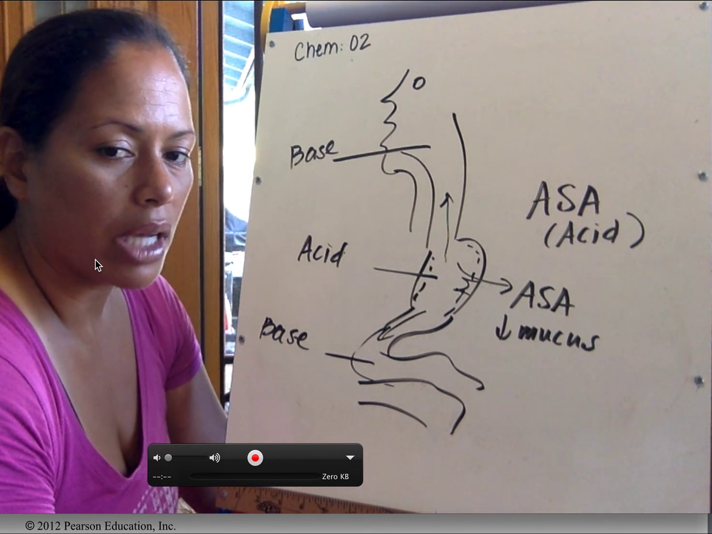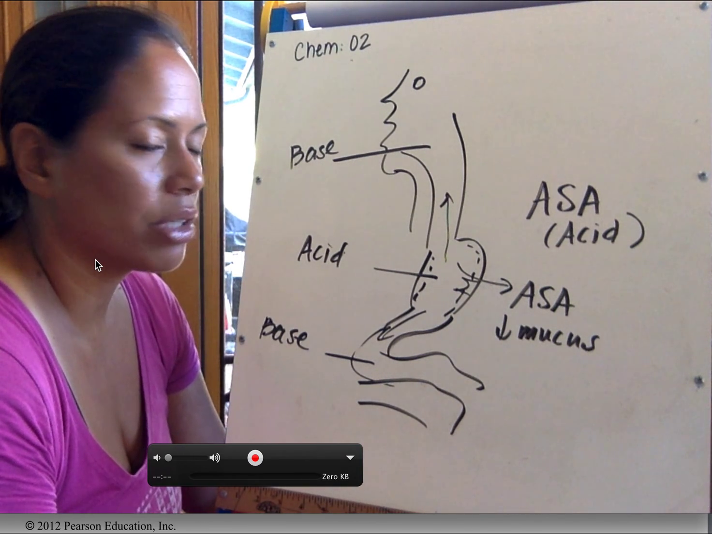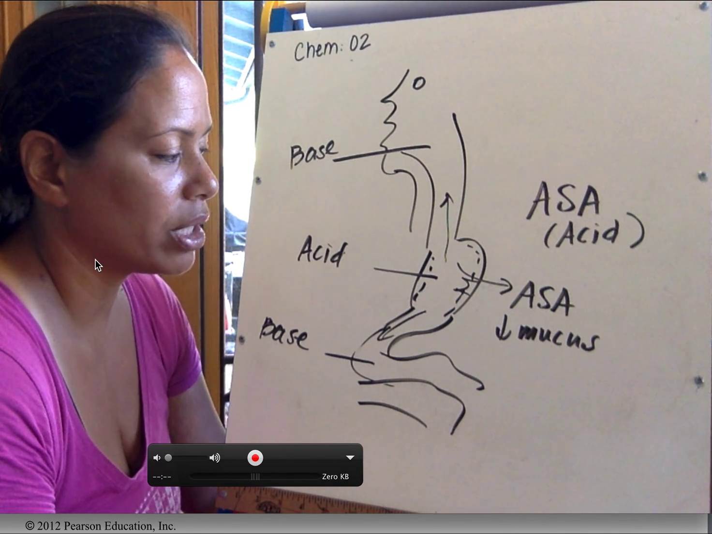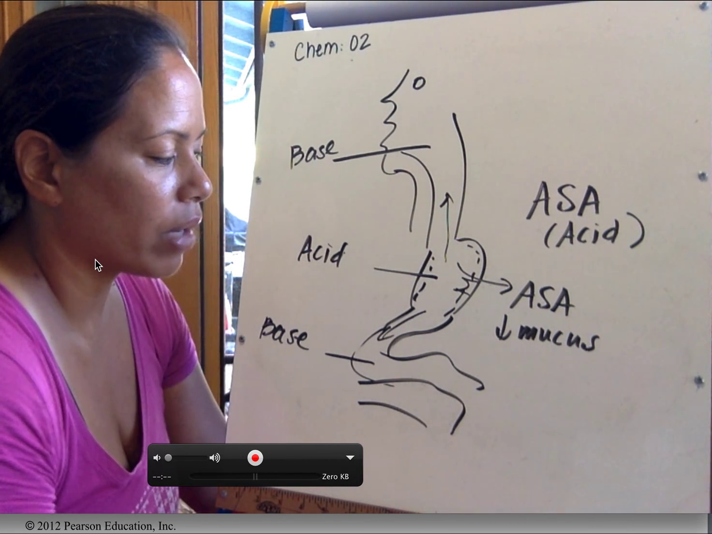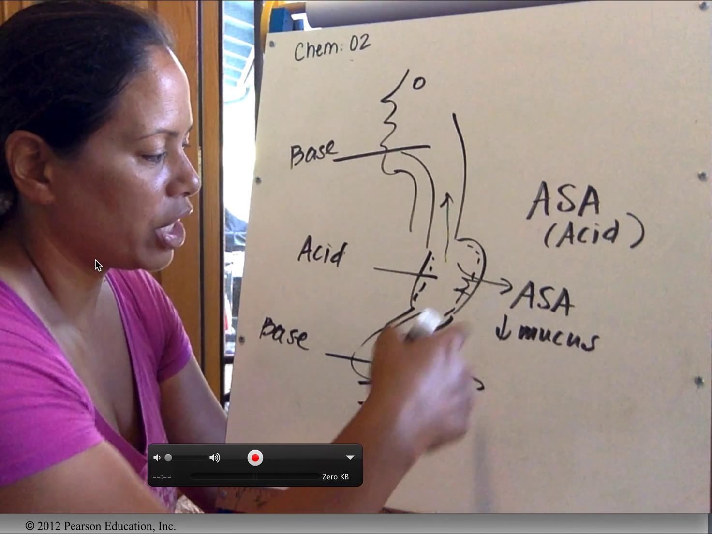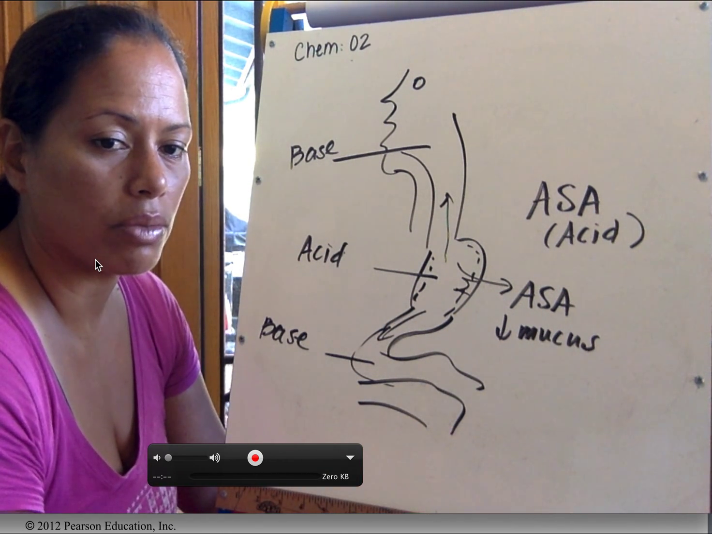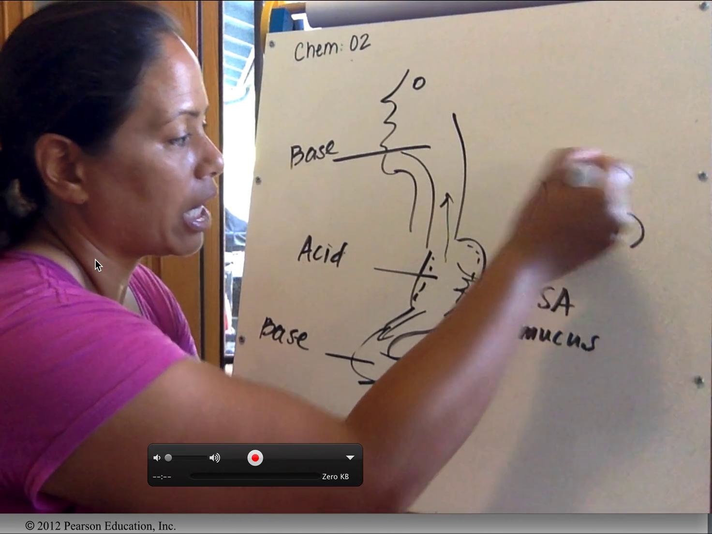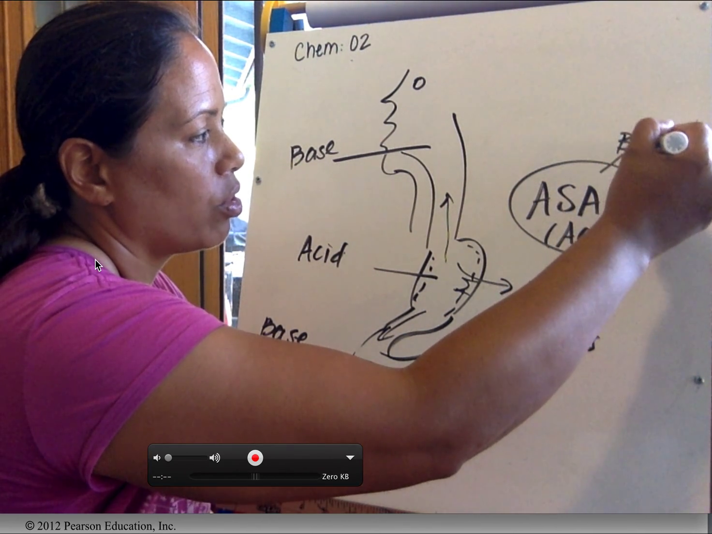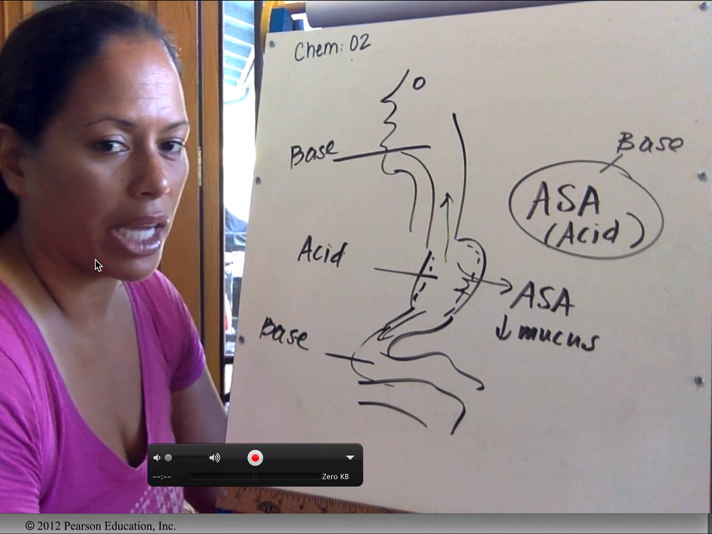Well, how do I treat that? If I take them off the aspirin, they're going to have problems with pain in their joints. But I want to keep the aspirin going. How do I change the point of absorption? What would you guys do? Well, I take the aspirin and I coat it with a base. If I coat it with a base, where am I going to absorb my aspirin?